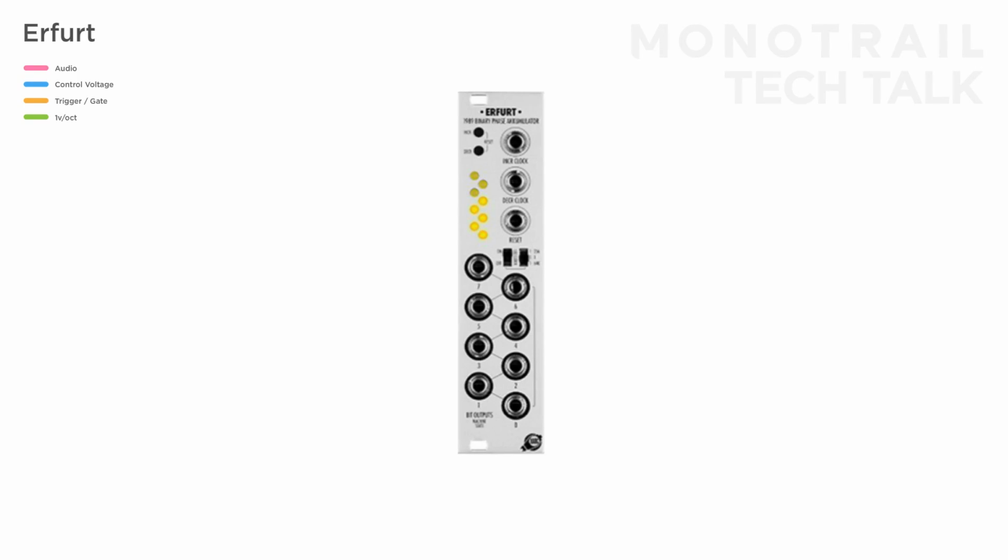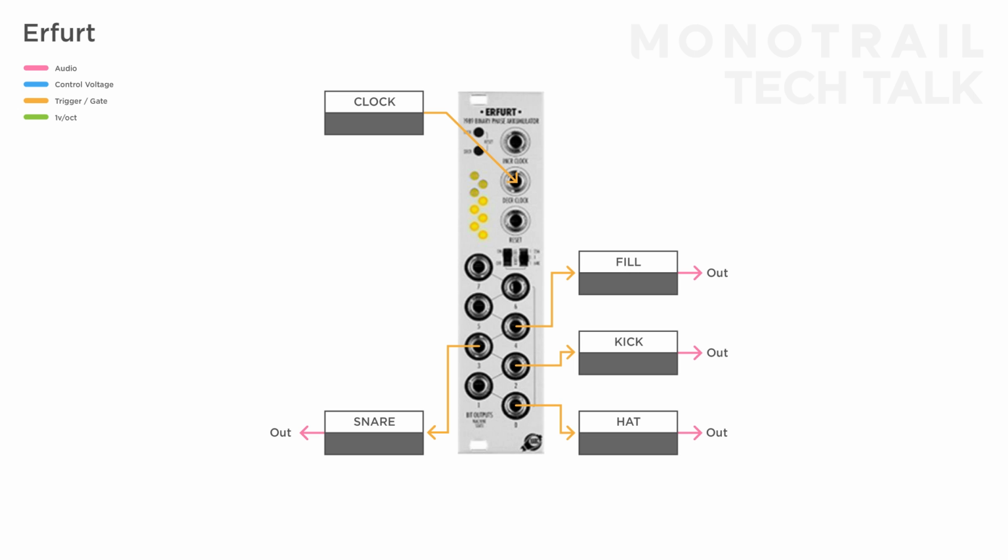Here, Erfurt is patched up as an independent clock divider. A steady clock is sent to decrease the value, and 4 gates are used to trigger percussive samples.